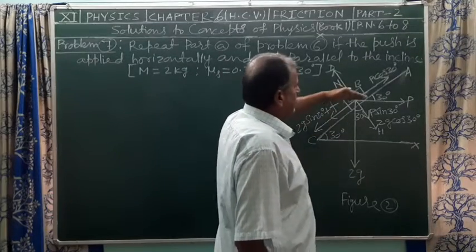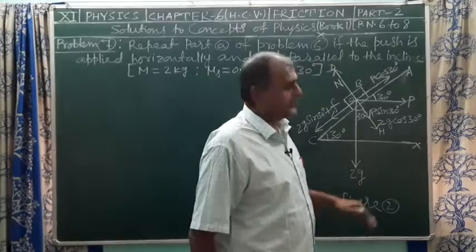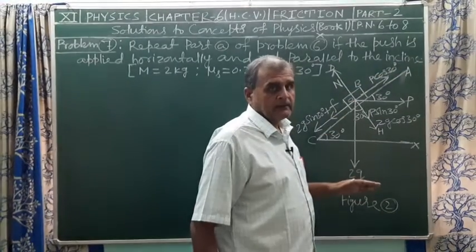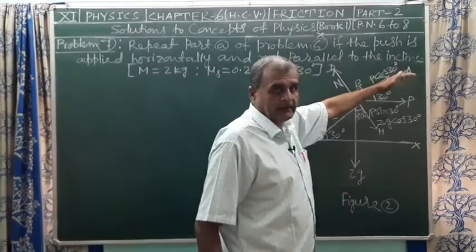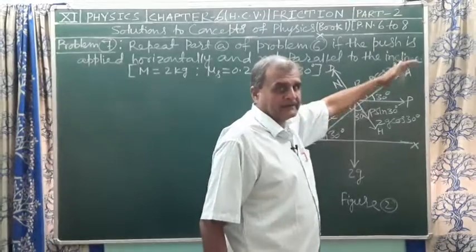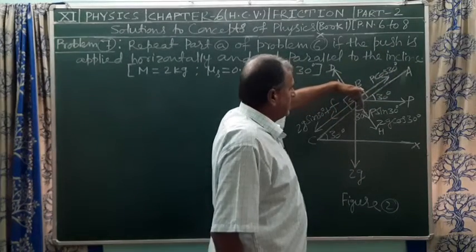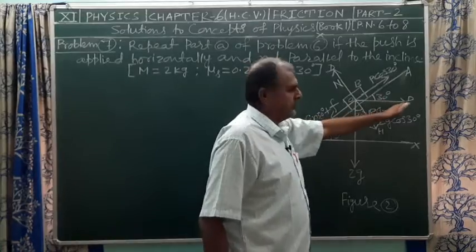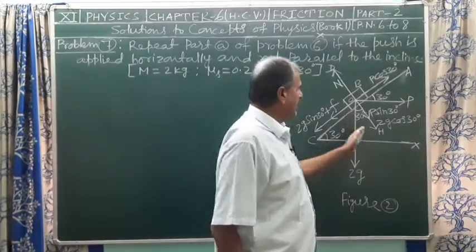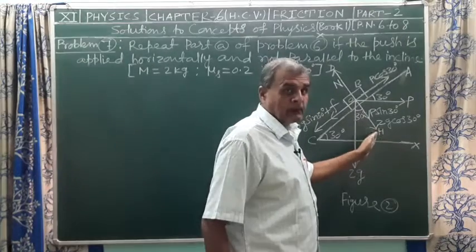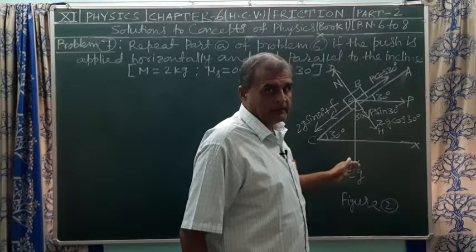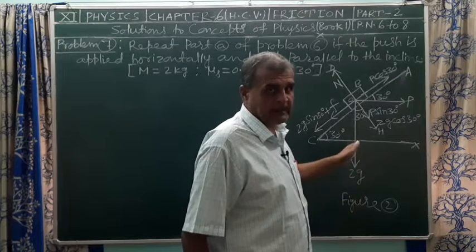So we have to take two perpendicular components of this force P. One component is P cos 30 along the incline, parallel to the inclined plane in the upward direction, and the other is the vertical component of the horizontal force P acting on the block, P sin 30, along the vertical component of the weight 2g, because the mass of the block is 2 kg. It was 2 kg in problem number 6.